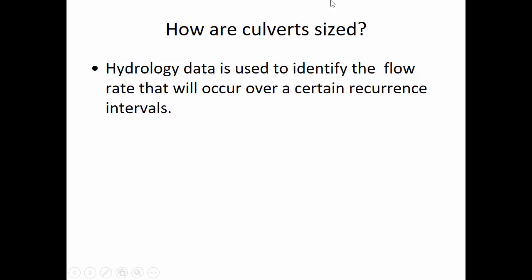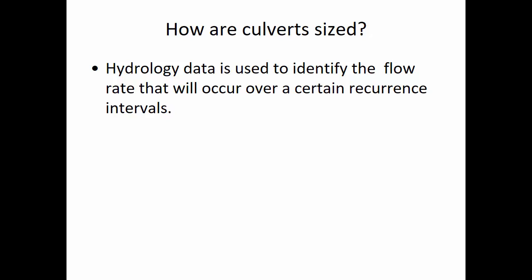The way we figure out how big they need to be is we first look at the hydrology and find what flow rate we're going to have to be carrying through the culvert. And this says the flow rate that will occur over certain recurrence intervals. And we don't have time to get into a lot of details with the idea of recurrence intervals, but that is just a storm that comes around every 2 years is going to be smaller in size than a storm that only comes around every 10 years.